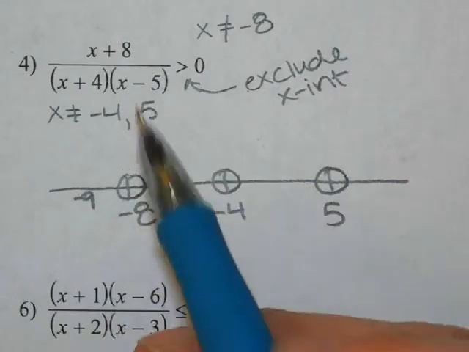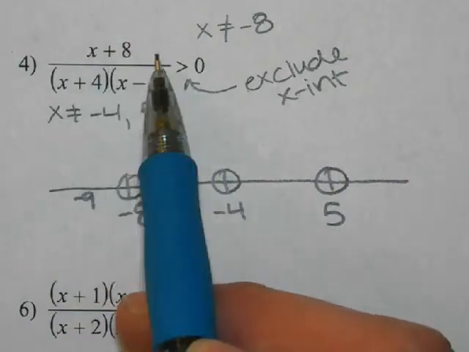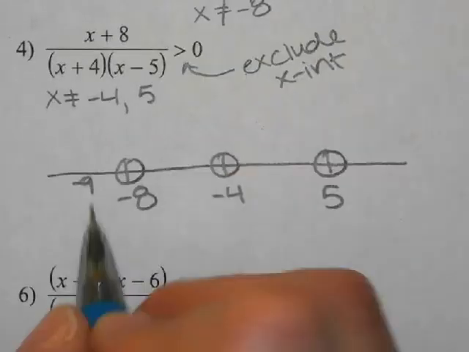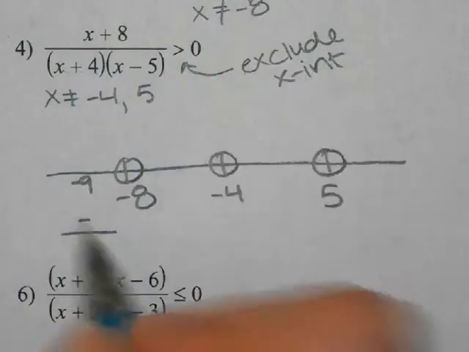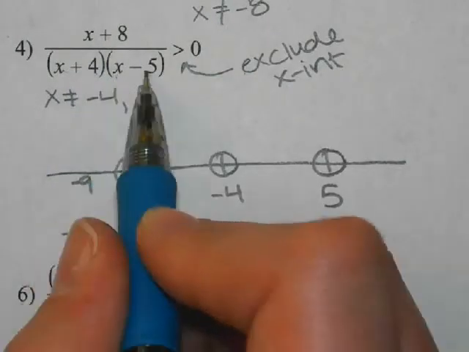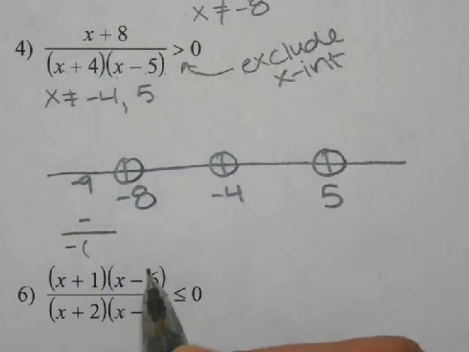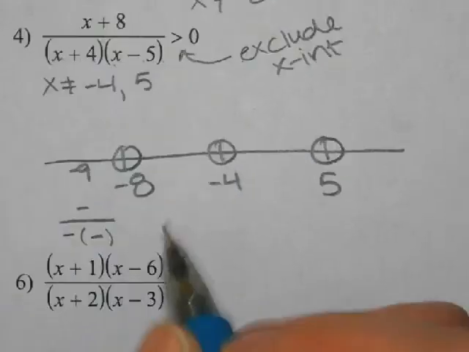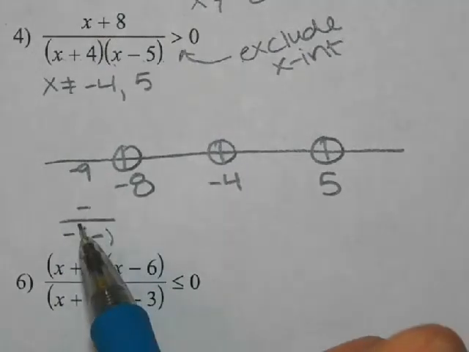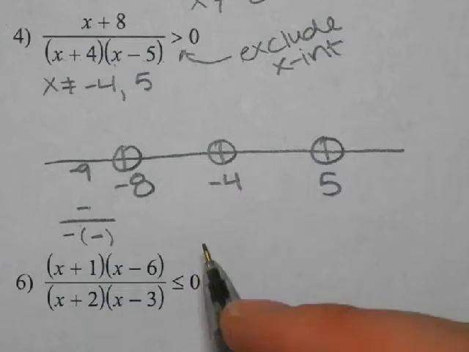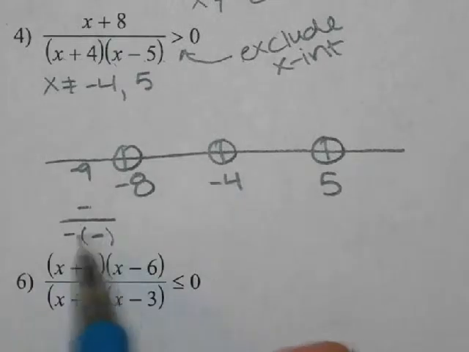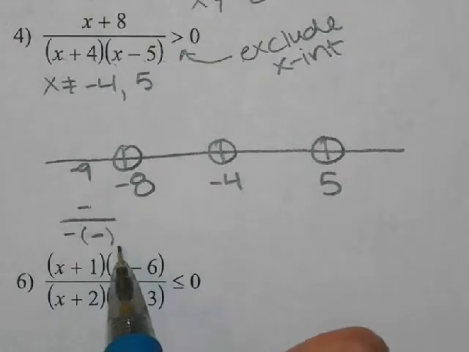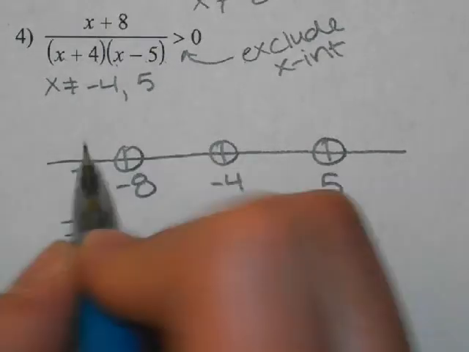Okay, so if I look at the top, I have -9 plus 8. That's a negative. -9 plus 4 is a negative. -9 minus 5 is a negative. And so if I have negative divided by a negative times a negative, what do I get? So these two would cancel each other out, right? So I'd have negative divided by positive, which is negative.